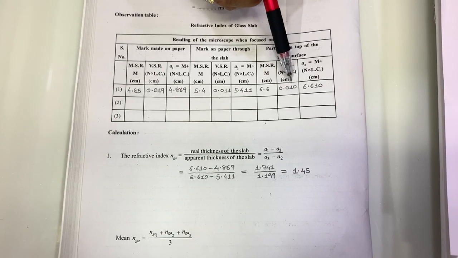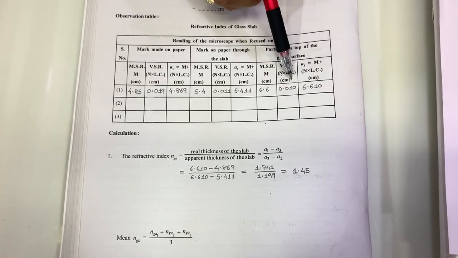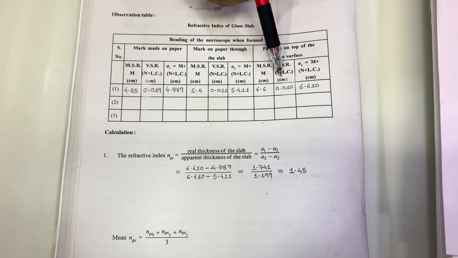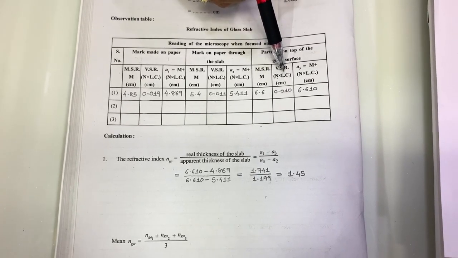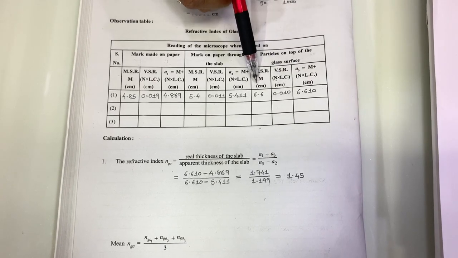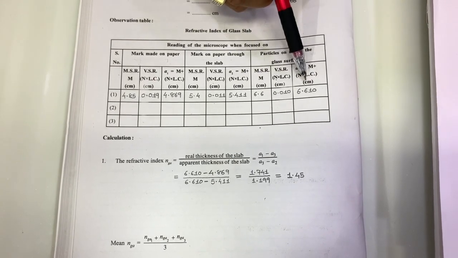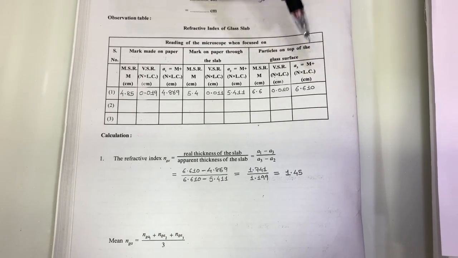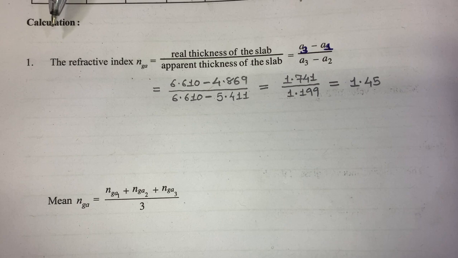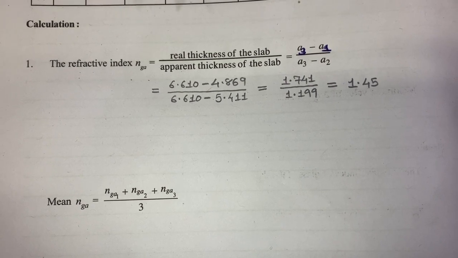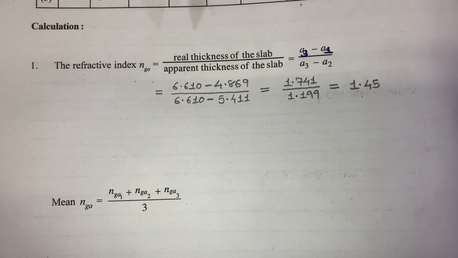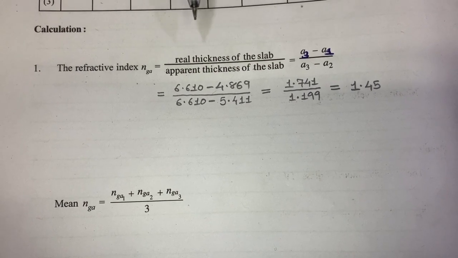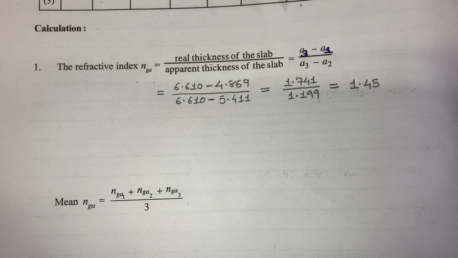Then the dust was sprinkled on the glass surface, and again the main scale reading observed is 6.6 centimeter and the 10th division of the vernier scale was perfectly coinciding with a division of the main scale. So multiply it by the least count and then add it to the main scale reading, and finally we get 6.610 centimeter. Now the refractive index of the glass is the ratio of the real thickness of the glass slab to the apparent thickness of the glass slab.